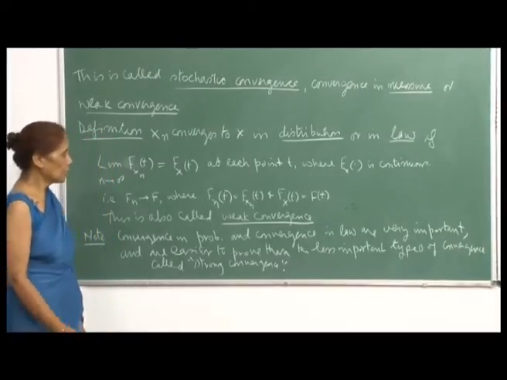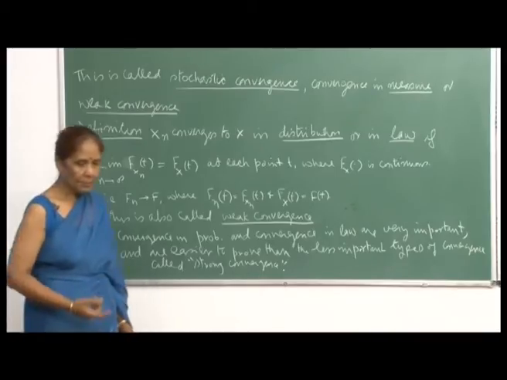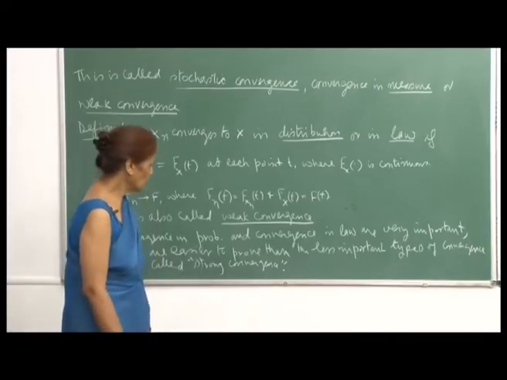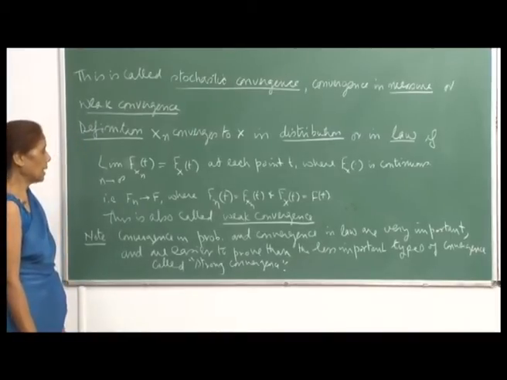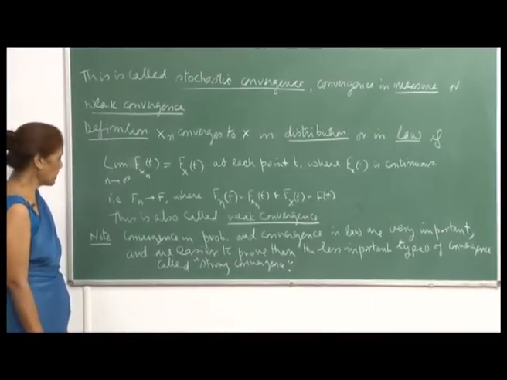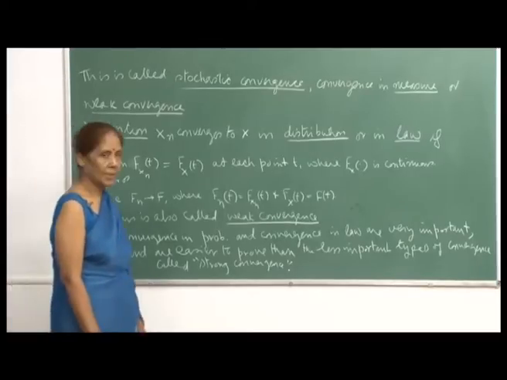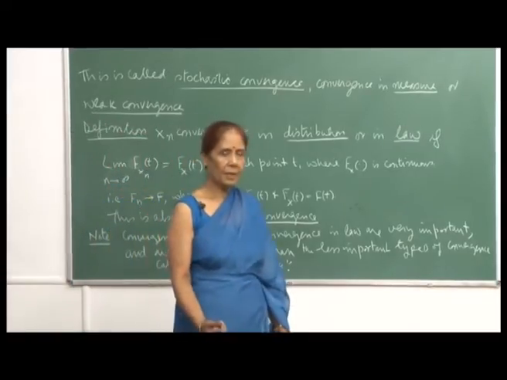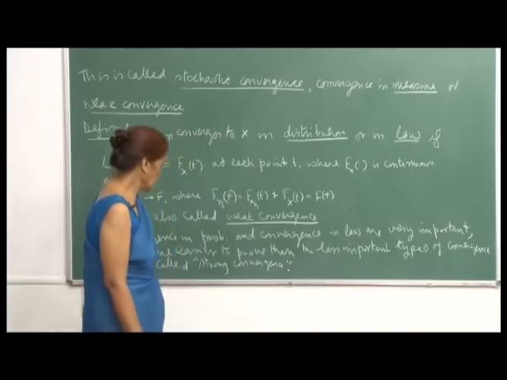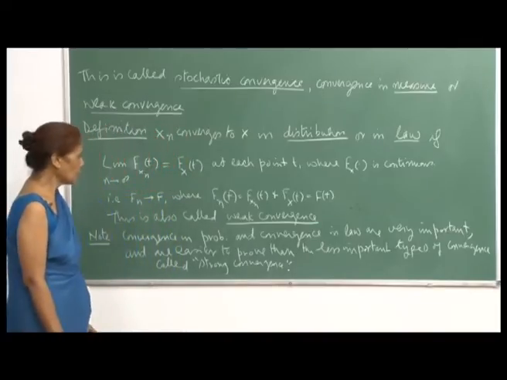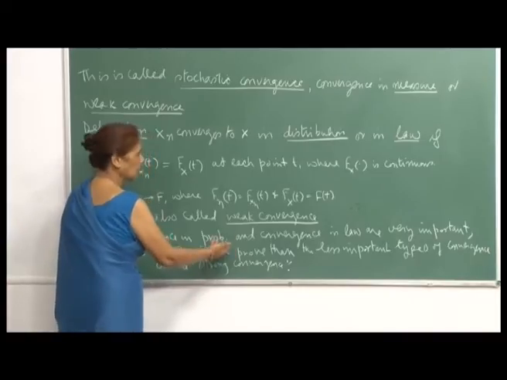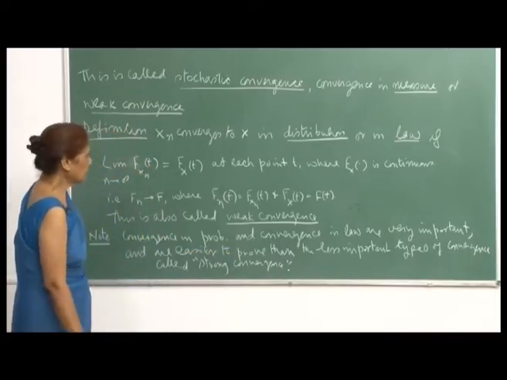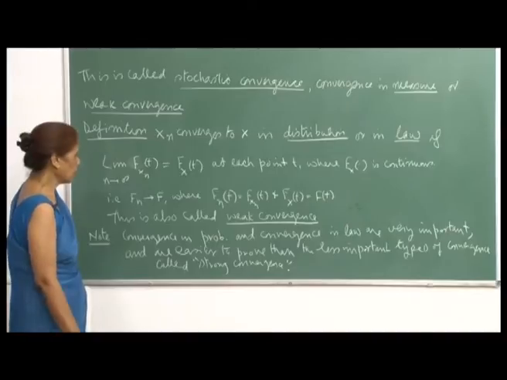and we will see as we go along the numerous applications of these convergences, and they are easier to prove than the less important types of convergence called strong convergence. So, maybe in this course we will have a chance to look at one or two strong types of convergences also, but the more widely used are the weak convergences, and these are in law and probability.